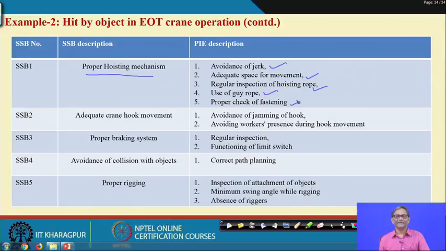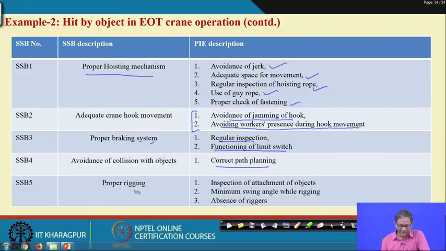In this manner, for adequate crane hook movement: avoidance of jamming, avoiding workers' presence during hook movement. For the braking system: regular inspection, then functional limit switch. For avoidance of collision: correct path planning. So, I will correct it. Actually, we have written this correct path planning under SSB. Later, I have changed it to avoidance of collision with objects, that is our SSB, and correct path planning is the PIE.